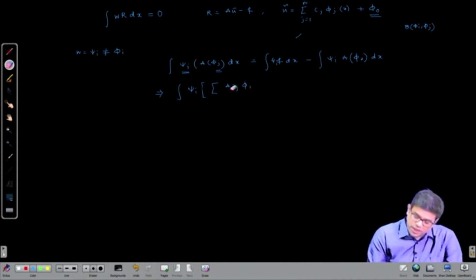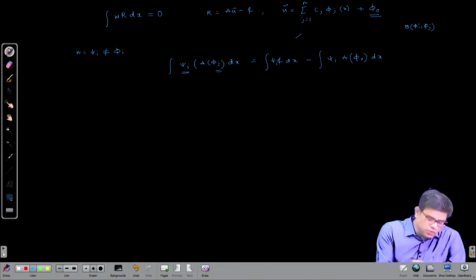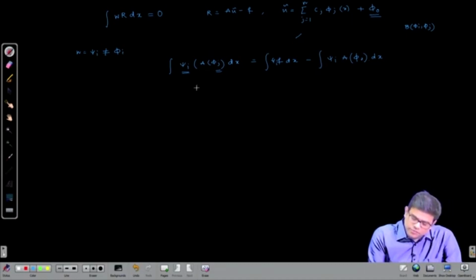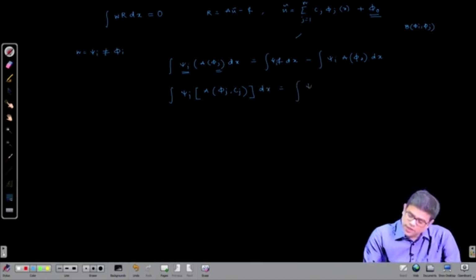Or let me not write it in this way. So this will lead to, if I write it in this form phi j, it will be given by phi j, A of, because it will have a generalization. So A of phi j and Cj. So Cj I can write inside. So it is also a function of Cj, because the Cj's are unknown coefficients for me.